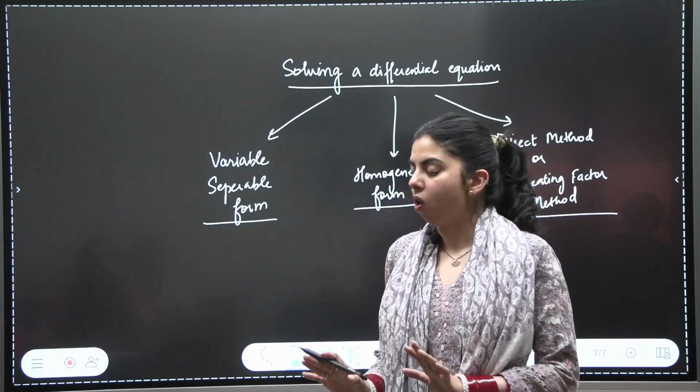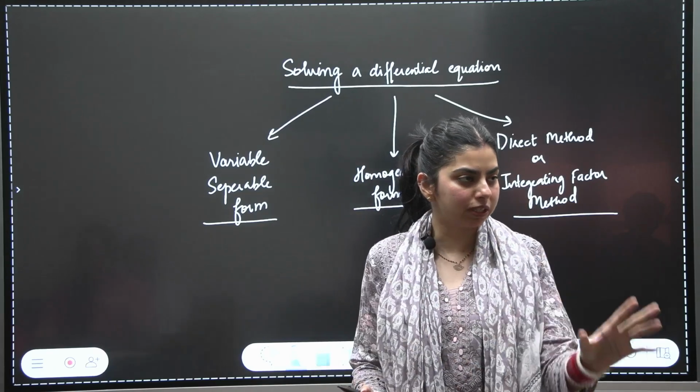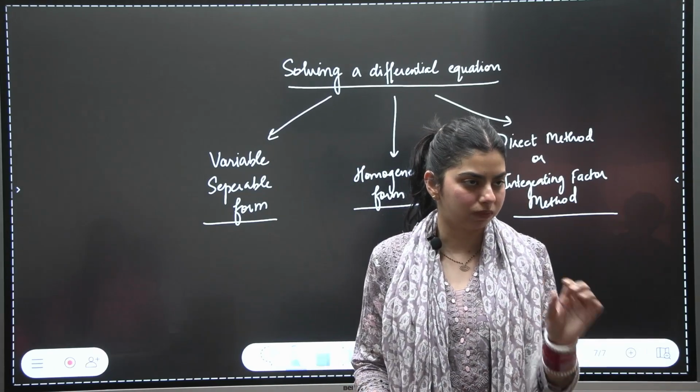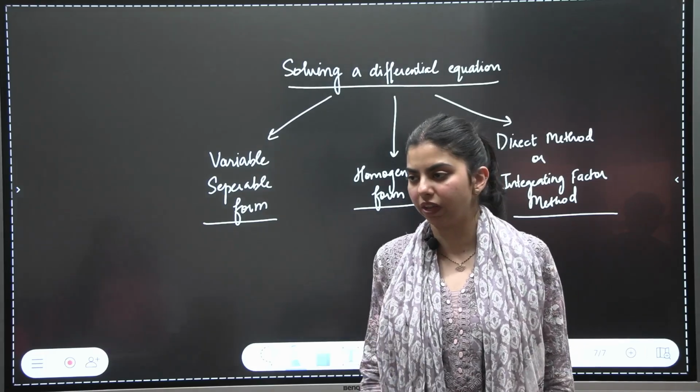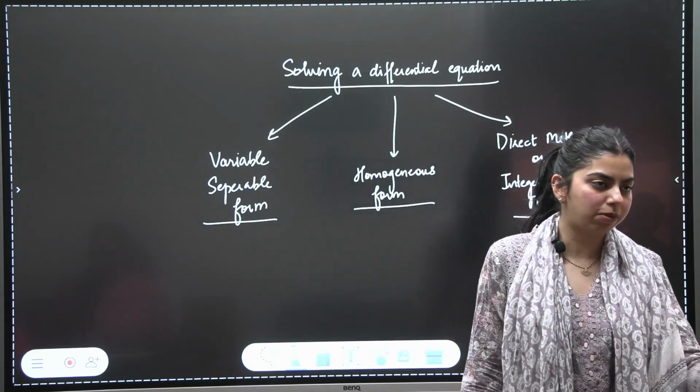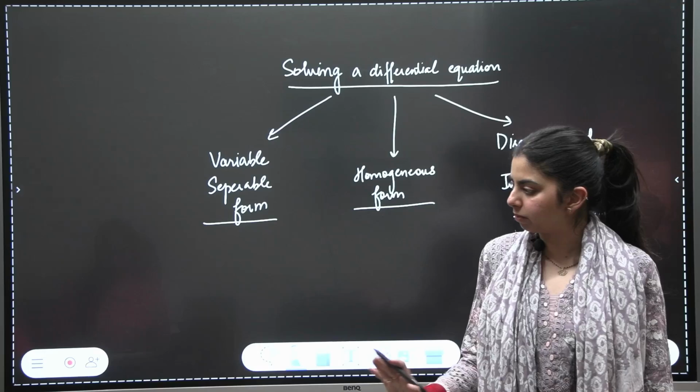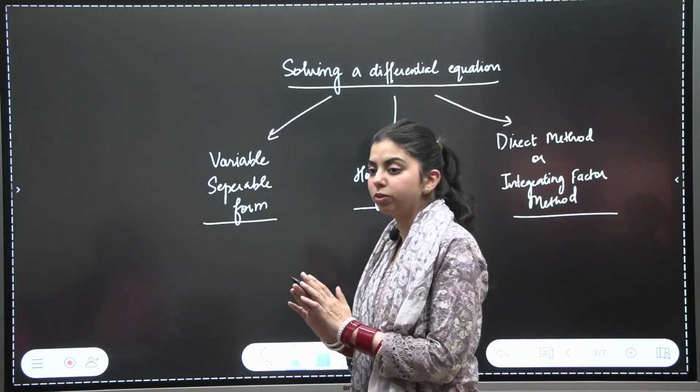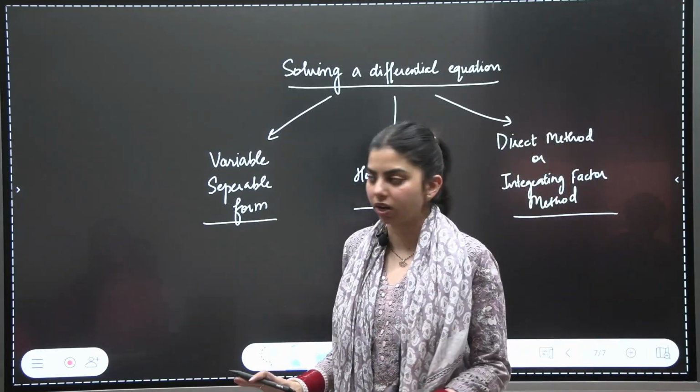That means all the similar variables can be put on one side of the equality sign and the other variables can be put on the other side, right? That simply means all the x can be accumulated on one side, all the y's can be separated to the other side. So you will be able to separate your variables.